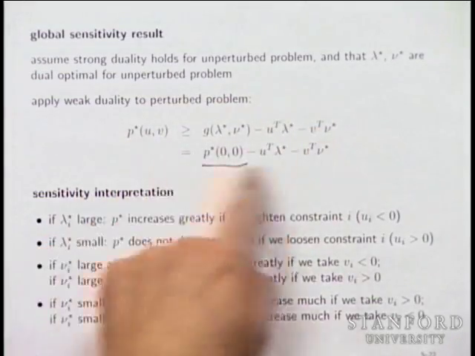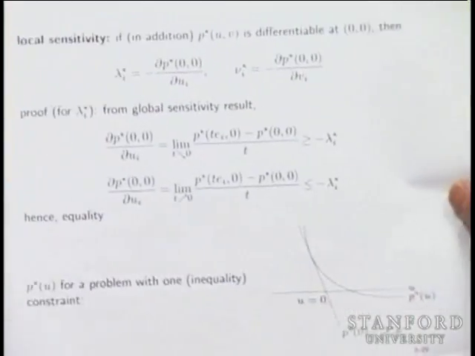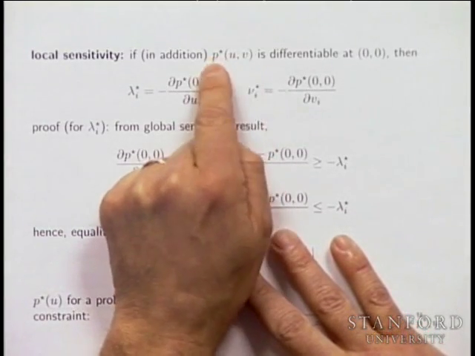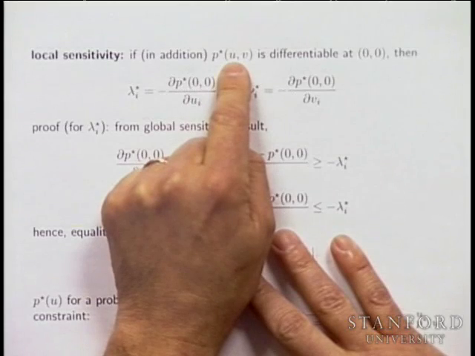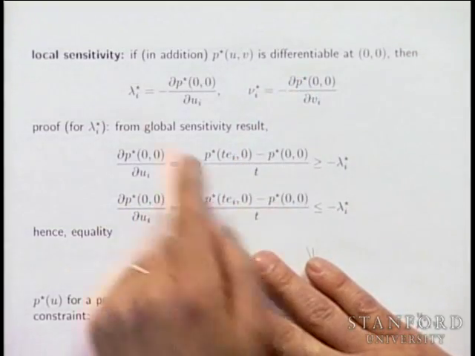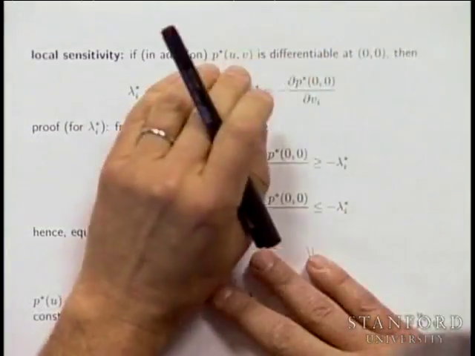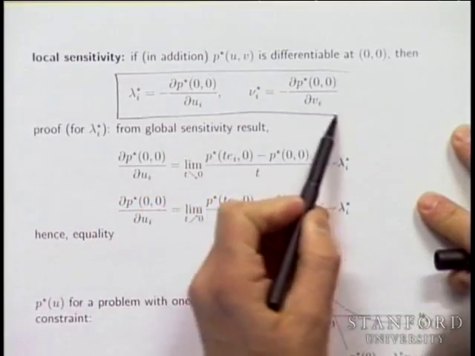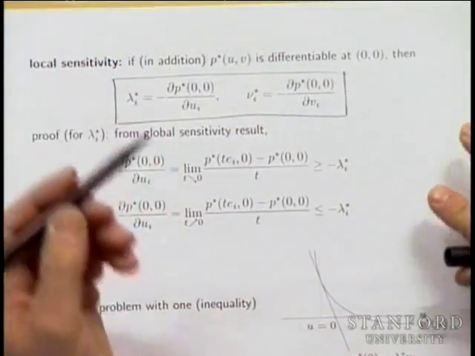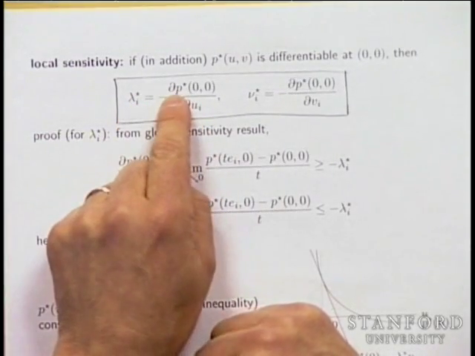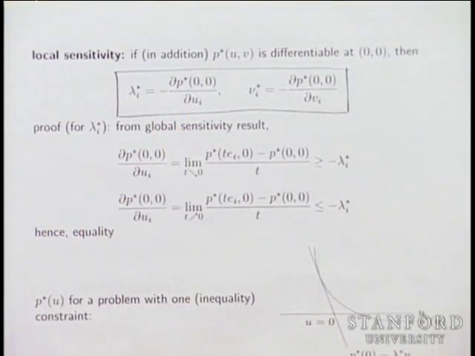Now, this is a global result. You can also look at this locally. Let's consider the case where this optimal value of the problem as a function of the perturbation parameters is differentiable. In that case, you have unbelievably simple formulas. And here they are. I mean, that's the formula. That's what you want to think about. Lambda_i star is the partial derivative of the optimal value with respect to u_i. Period. With a minus sign.